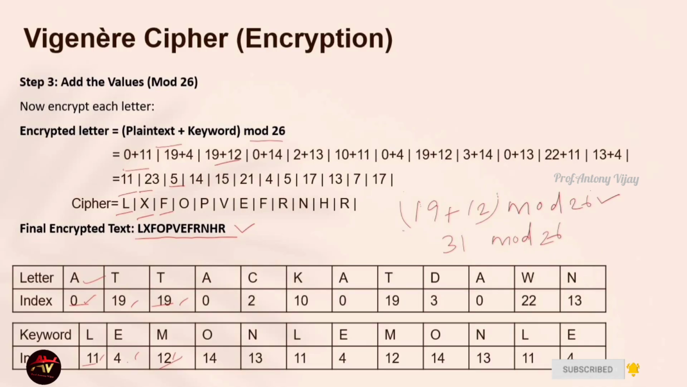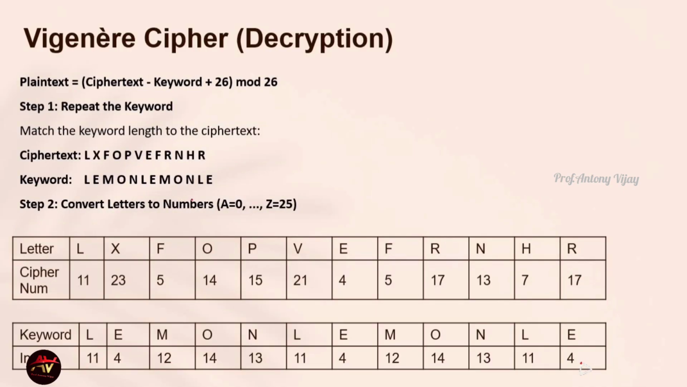Okay, let's see the decryption part. In the decryption part, we have to subtract the keyword from the cipher text. And if any of the values is negative, we have to add 26. Otherwise, we need not add 26. And finally, we have to apply modulo 26.